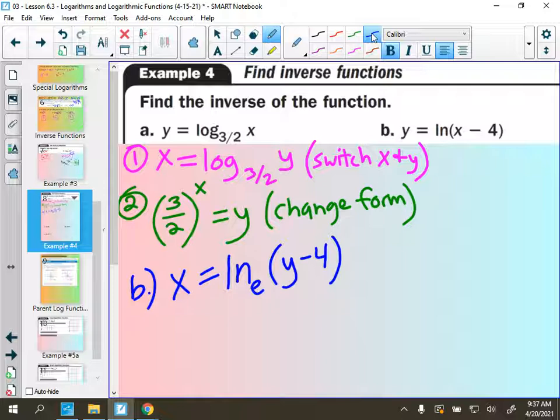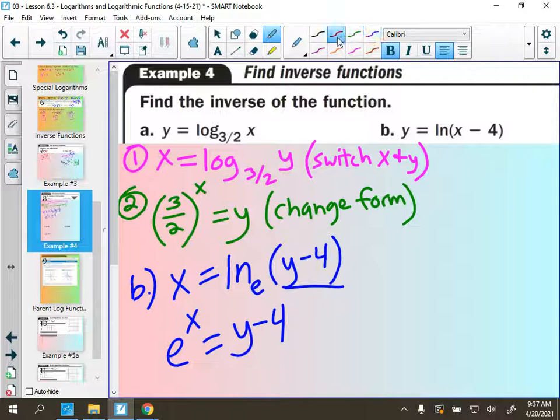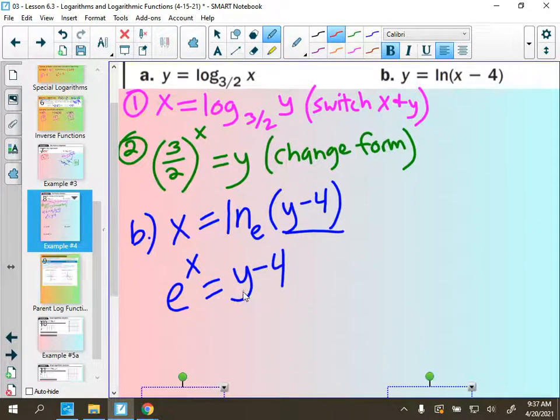How does this work? It's that same crossover. E to the x power equals this thing. So now we're seeing, okay, y minus 4. So there's my second step, change forms. Here's kind of that third, if necessary, step: get the y by itself.